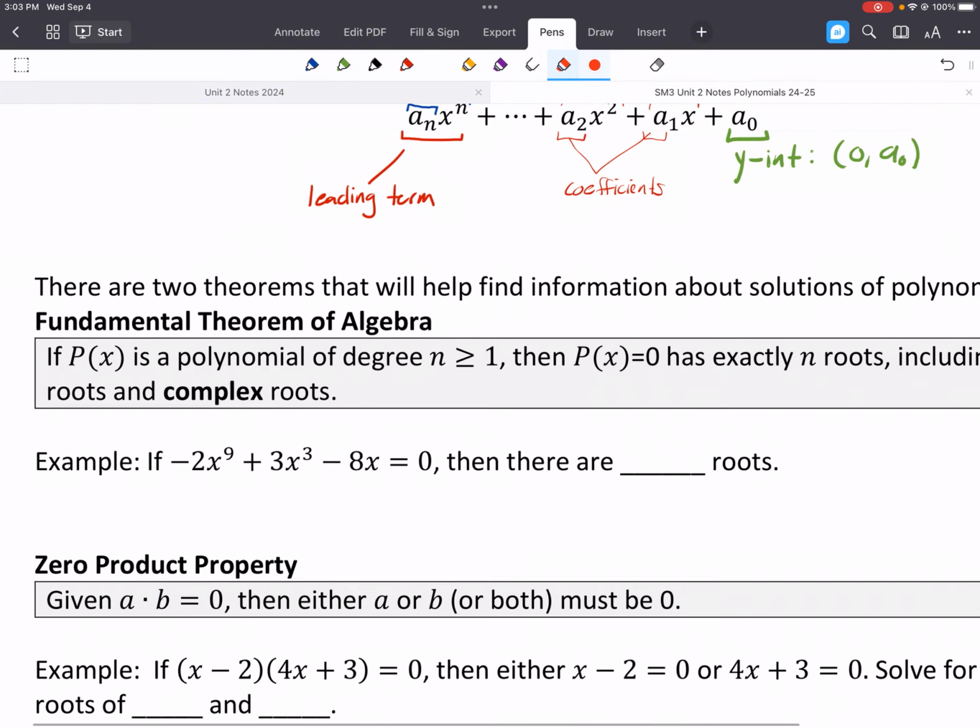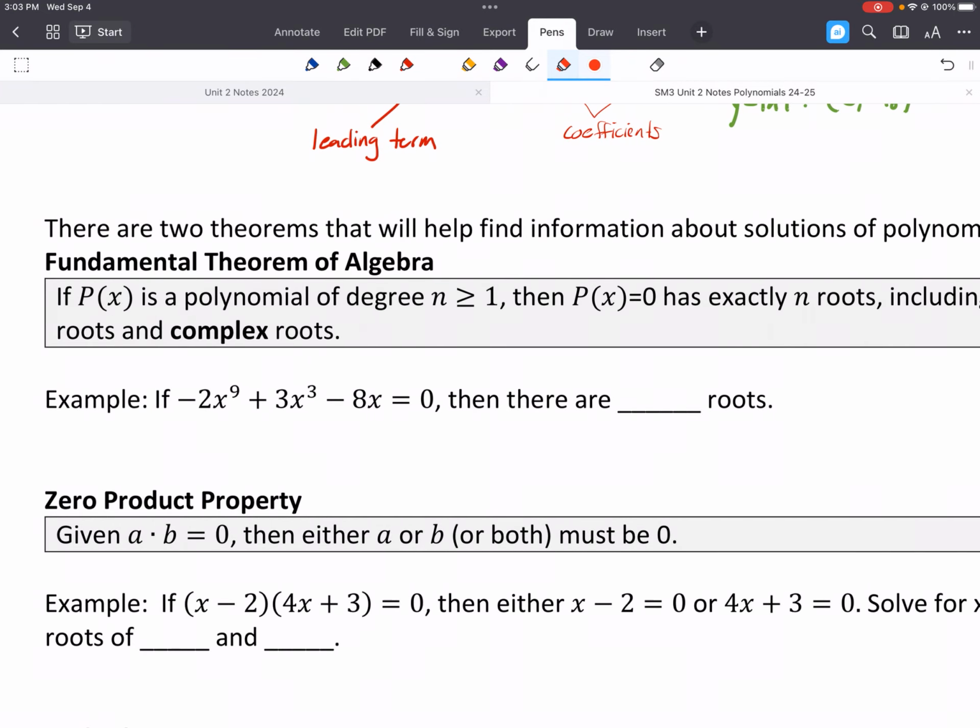Okay, all right, so we're going to be talking about a few of these theorems and properties that will help us come up with the information that we want to know from these polynomials. Okay, so first off is the fundamental theorem of algebra. Basically, what it gives us is how to know how many solutions a polynomial can have.